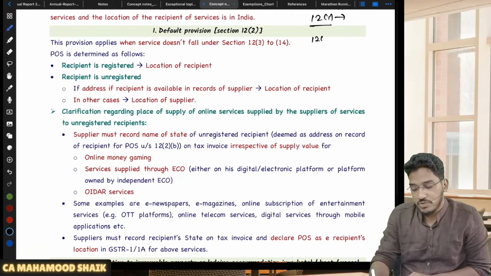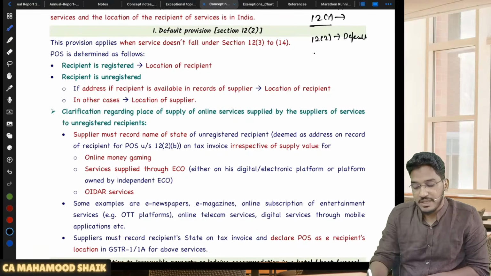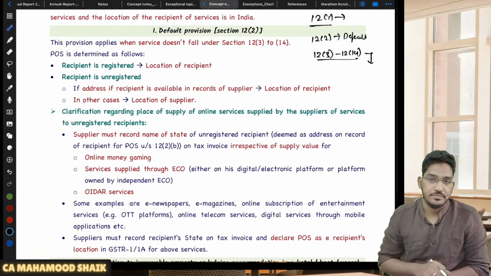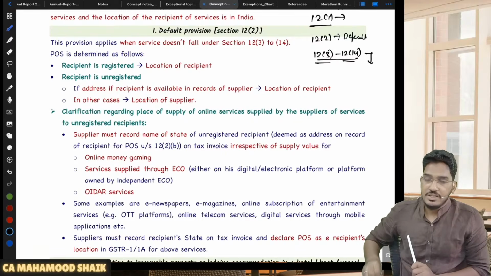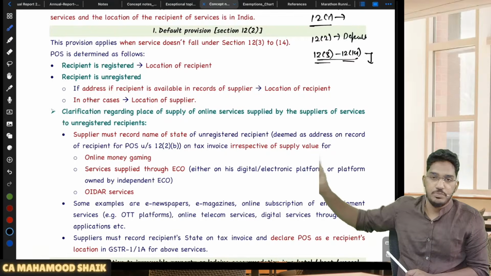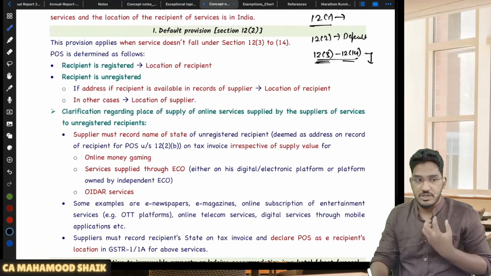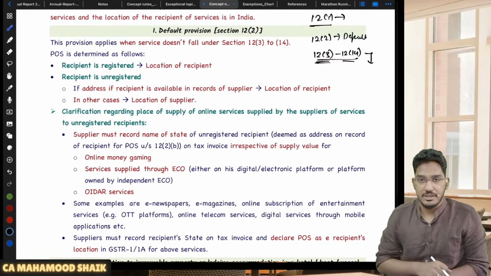Now coming to the remaining structure, 12 subsection 2 is a default provision. What is a default provision? In case you are making a supply of services, first you have to check from 12 subsection 3 till 12 subsection 14: is your supply getting covered anywhere? If your service is covered under any of 12 subsection 3 to 12 subsection 14, you will be governed by the respective provision. For example, if you are renting immobile property, we have a dedicated subsection 12 subsection 3. You have to follow the guidance given under 12 subsection 3 for determining the place of supply.